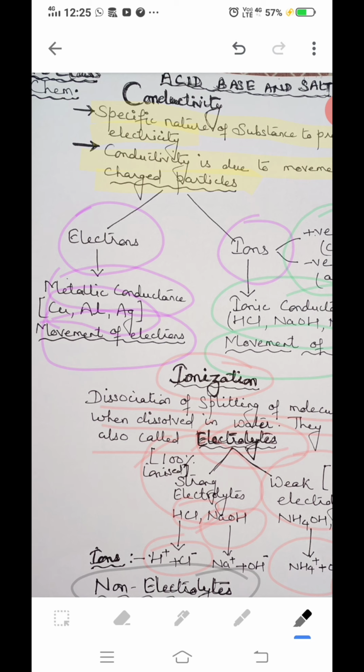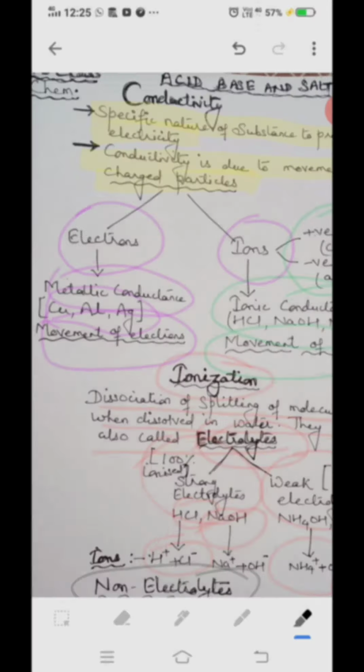So for conduction, it's the movement of charged particles which is responsible for making any substance a conductor of electricity. If it is moving electrons, then it is metallic conductance. If it is moving ions, then it will be ionic conductance. So now I think this property, whether acid and base conduct electricity, must be clear to you.